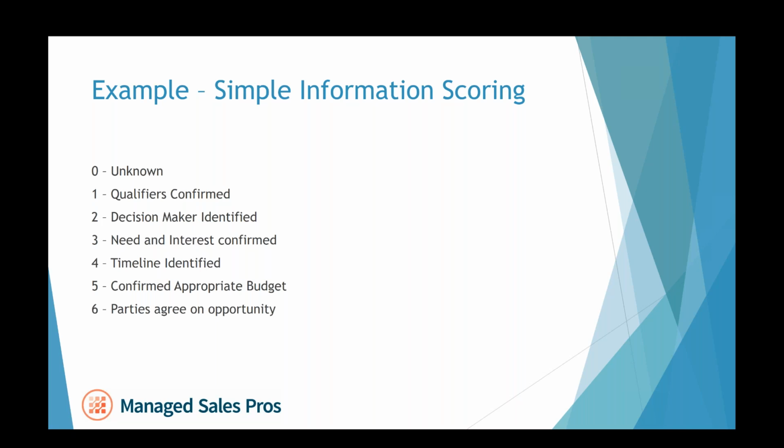And the final stage in this simple lead scoring process is both parties agree that there's an opportunity. So here is a prospecting information scoring setup. Simple, easy, numeric, easy to follow, easy to understand. Hard to make a mistake when all you have to do is enter a 0 or a 1 or a 2 or a 3 and so on and so forth. The easier you can make it, the more likely it is that your team is going to use it.